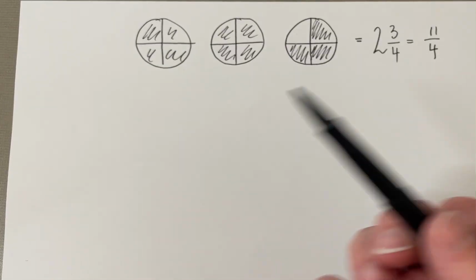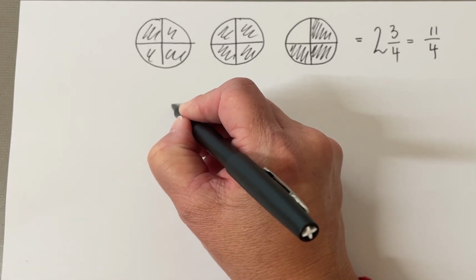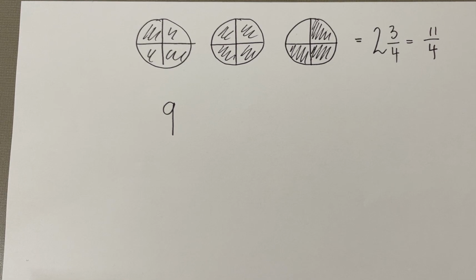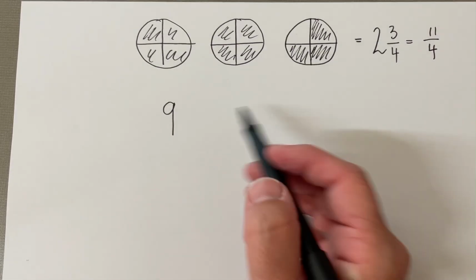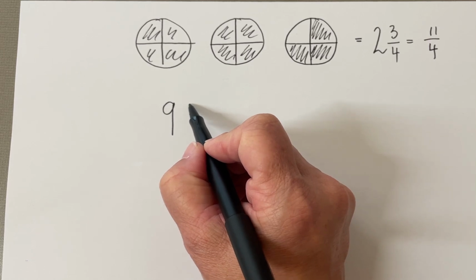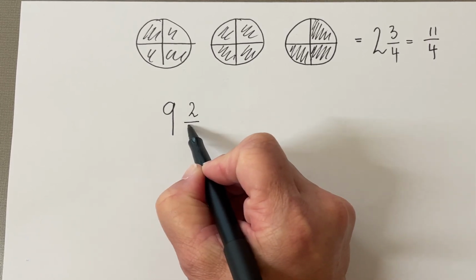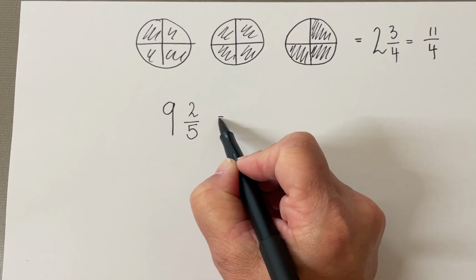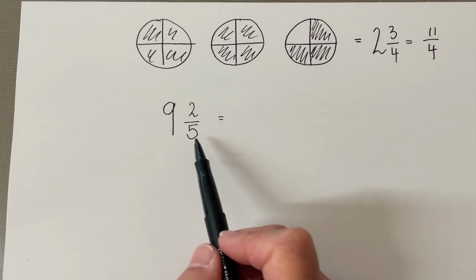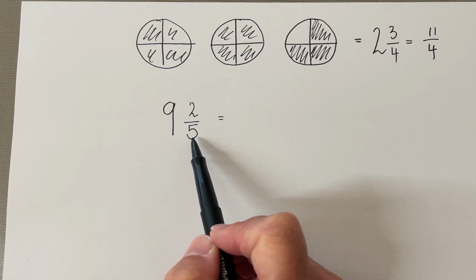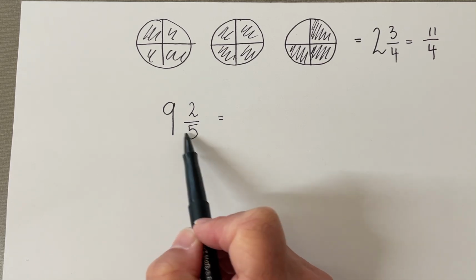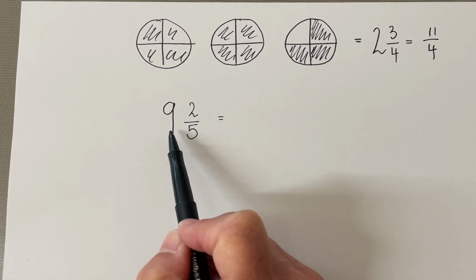Okay, so there's a trick though. What happens if you have big numbers in a mixed number, like 9? You don't want to draw out 9 wholes and split them up. So there is a trick. Let's say you have 9 and 2/5, and you want to figure out how you would convert that into an improper fraction. What you're going to do is multiply the denominator, the 5, the fifths, by how many wholes there are. That will tell you how many fifths there are in 9 wholes.